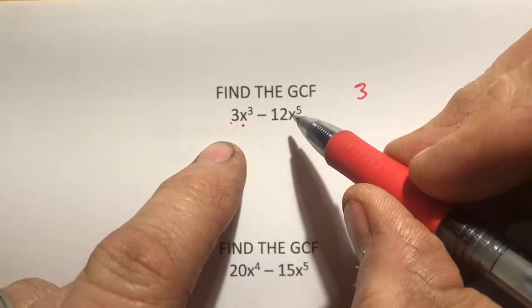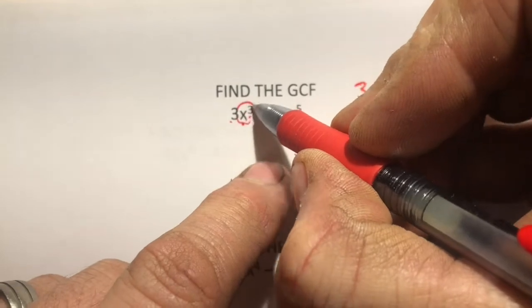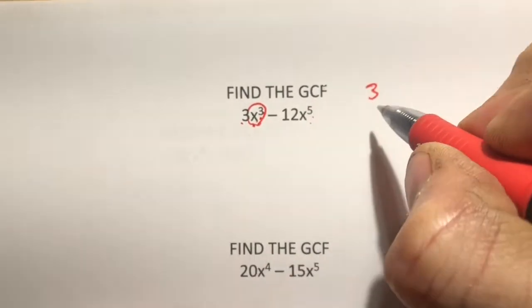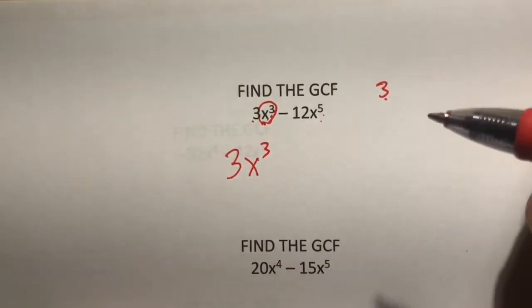Now look at my variables. I got 3x to the 3 here, x to the 5. So my smallest one would be the greatest common factor. It can't be any bigger than the smallest one. So I have 3x^3. That's my GCF right there.